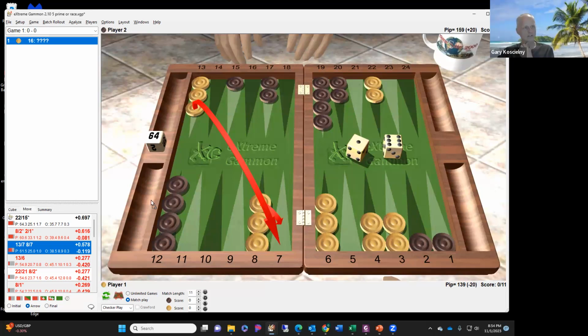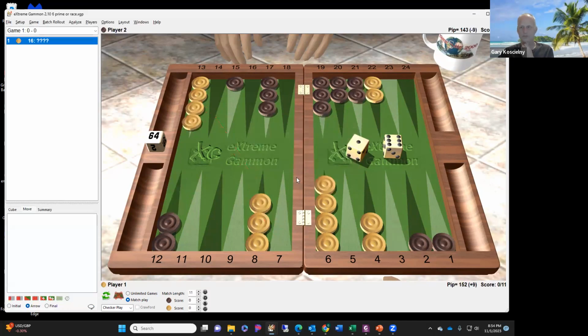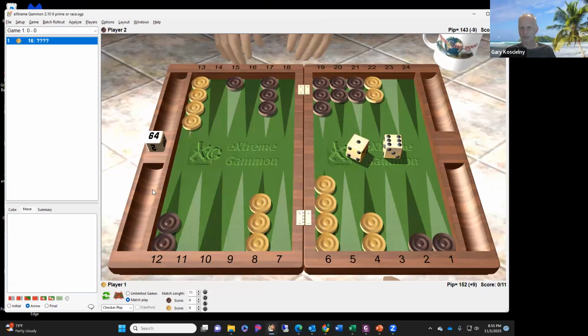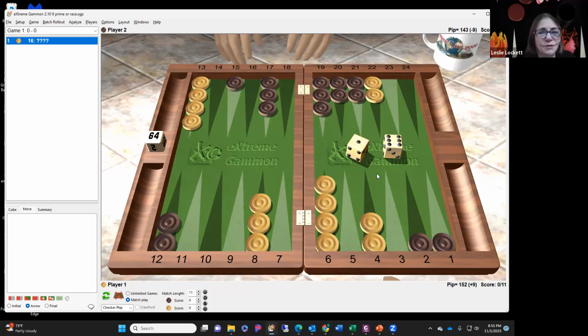All right, getting late. Let's make this the last one we're going to do. So now, same 6-1 to play, and probably the top 3 plays before are probably the top 3 plays now, because you can still do the double hit. You can come out here and hit. You can make the prime.